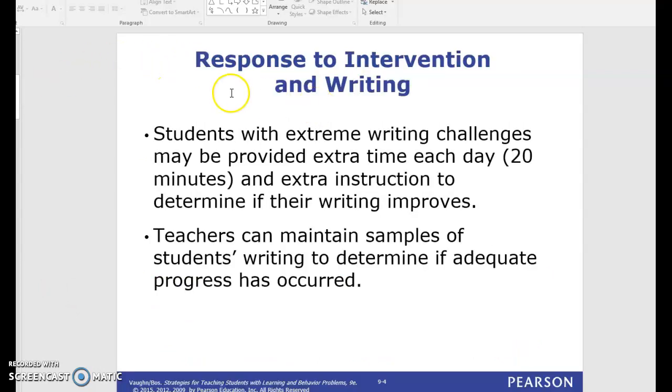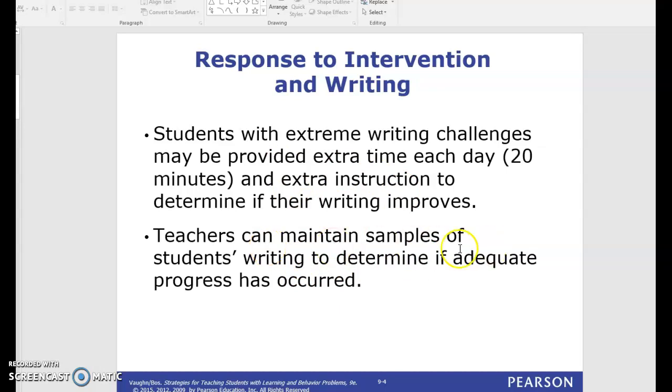Of course, we have to talk about response to intervention. Remember RTI or MTSS. Some of your students with extreme writing challenges might be moved into tier 2 for writing. Maybe they get 20 minutes. And then if they still fail to respond, maybe some extra instruction. Maybe you move them to tier 3. And right now, this is talking about written expression, not handwriting. So we're talking about actual written expression.